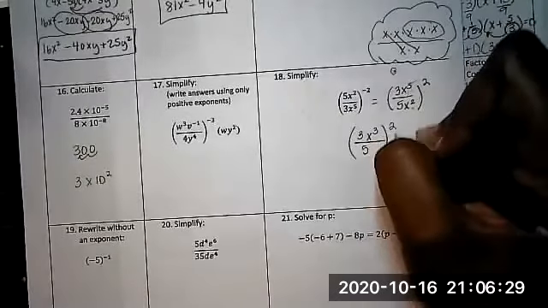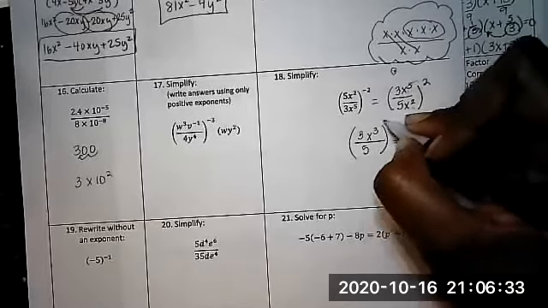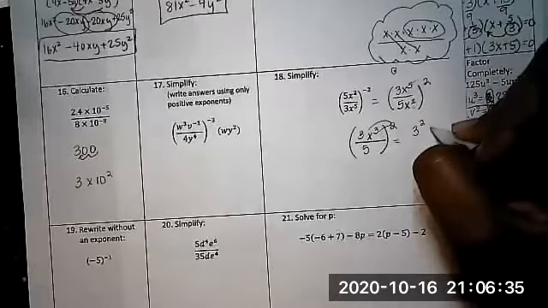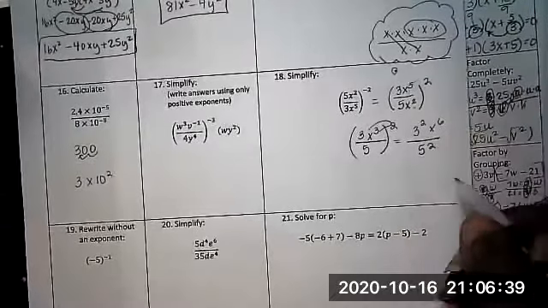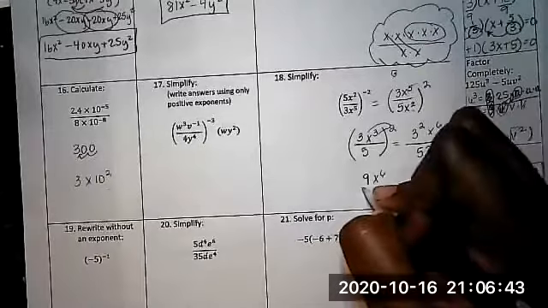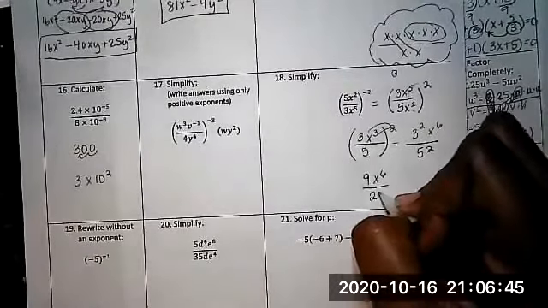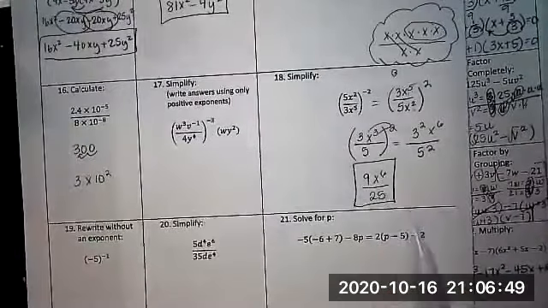So don't forget that you're squaring it. So this now becomes 3 squared, and then multiply these two, x to the 6th, all over 5 squared. 3 squared is 9, x to the 6th over 5 squared is 25. That's my answer. Can't simplify those.